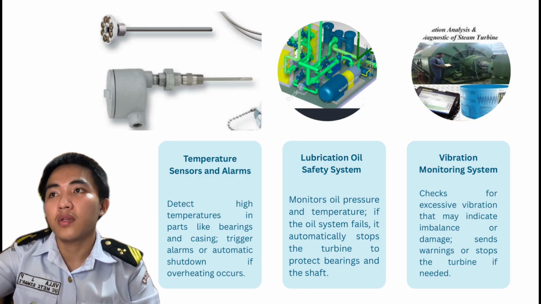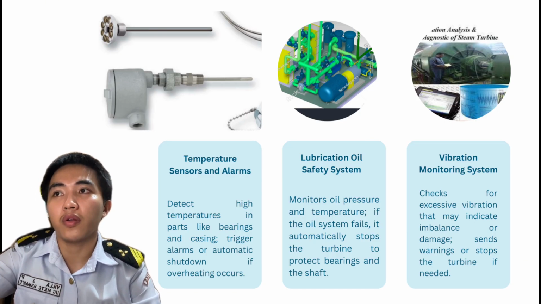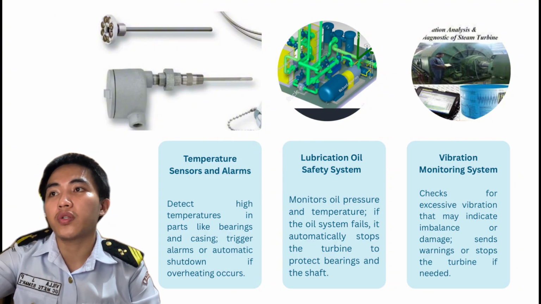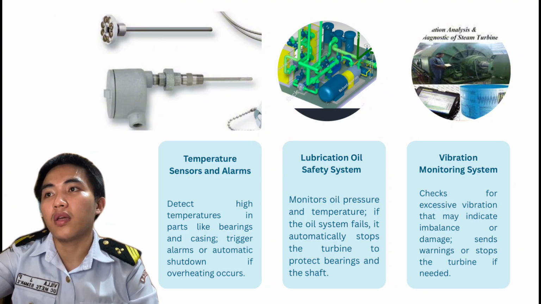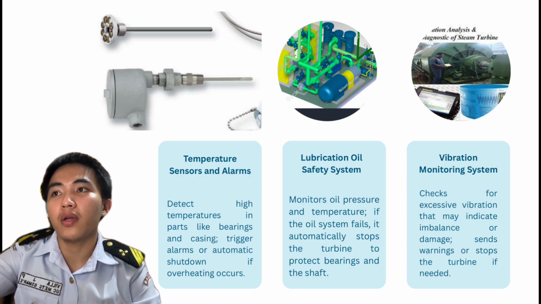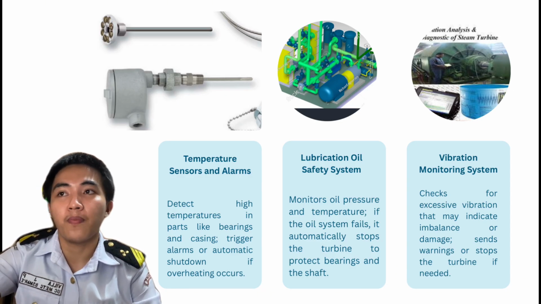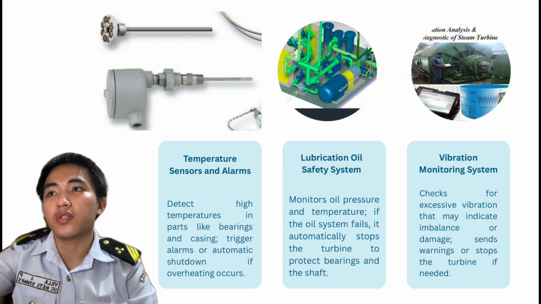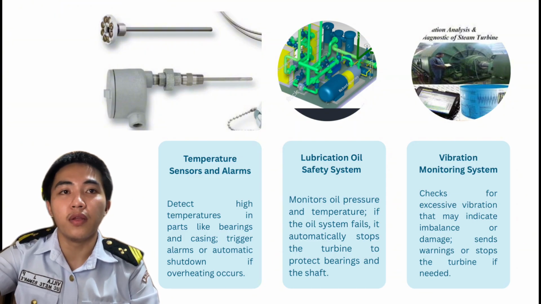lubrication oil system. So what is the lubrication oil system? It monitors oil pressure and temperature. If the oil fails, it automatically stops the turbine to protect the bearing and the shaft. So number 6, vibration monitoring system. So what is the vibration monitoring system? It checks for excessive vibration that may indicate imbalance or damage, and sends a warning or stops the turbine if needed.